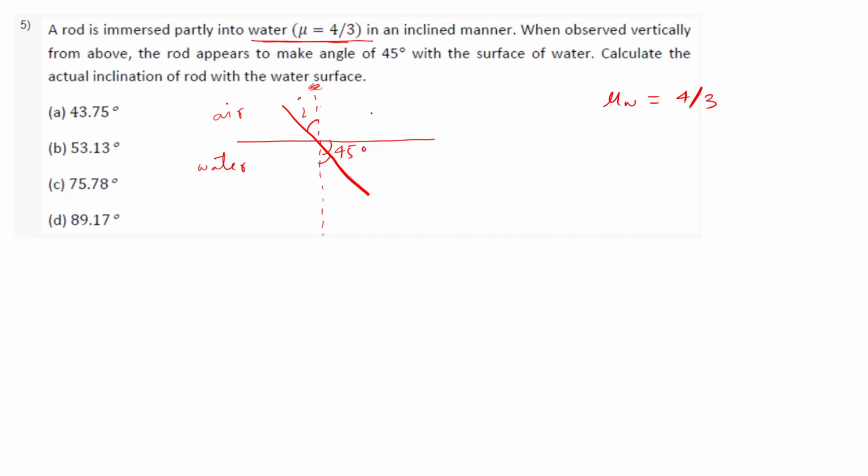So what it appears. As we had discussed, the apparent depth and actual depth. So the actual angle will be something else. We have to calculate the actual inclination of the rod with the water surface, and what it appears is this 45 degrees. So let's consider, okay, let's make a normal here also.